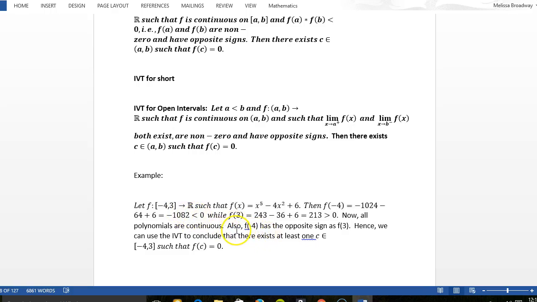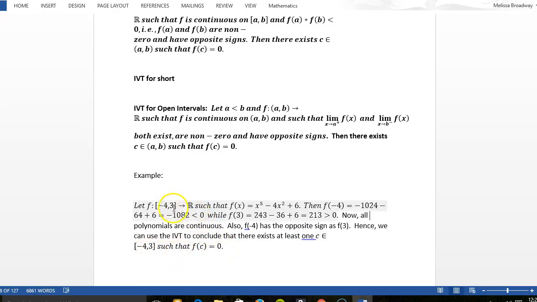So again, we're just stating what we've already said. f of -4 and f of 3 have opposite signs, and f is continuous. So by the intermediate value theorem, there exists a c. I called it x a minute ago, but in my writing here, I called it c. There exists a c in the closed interval such that f of c equals 0.